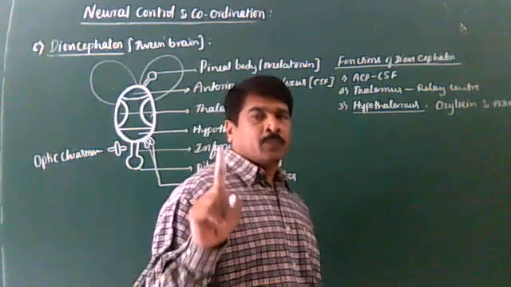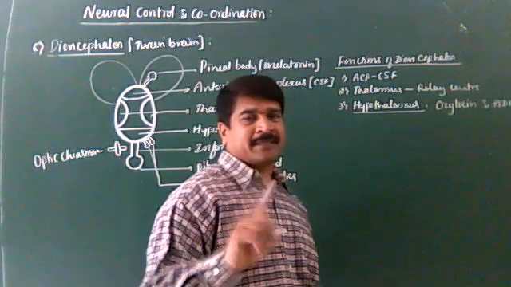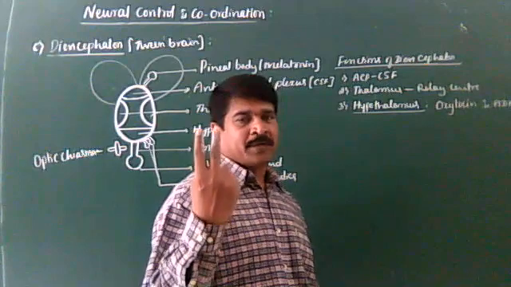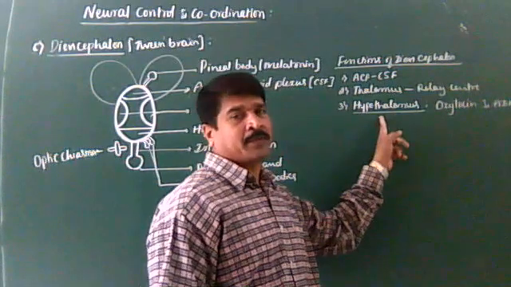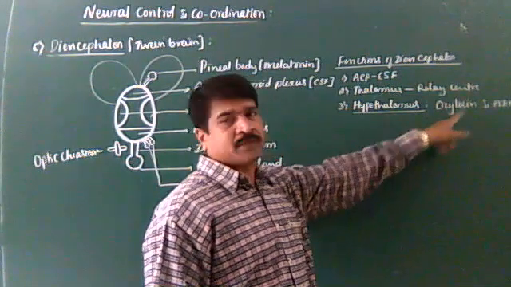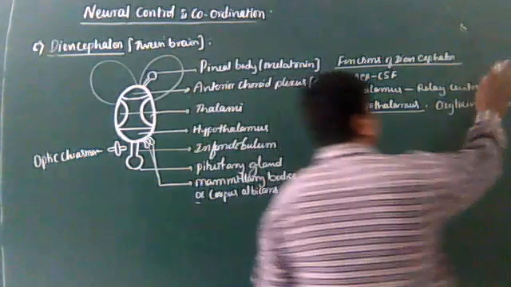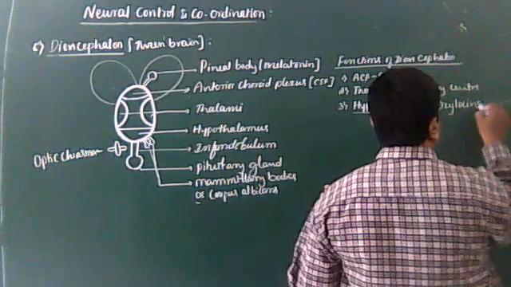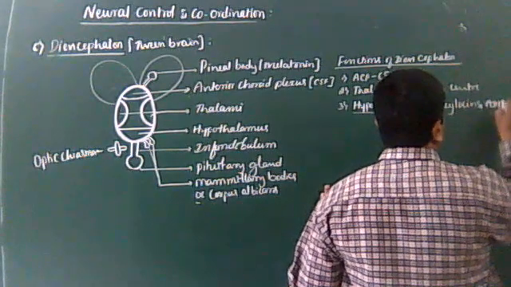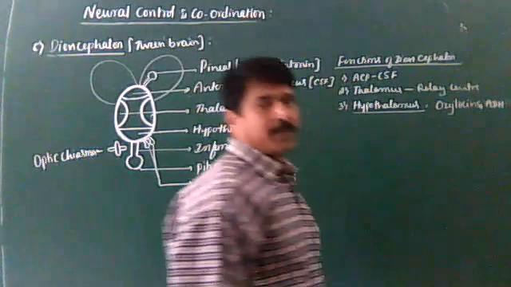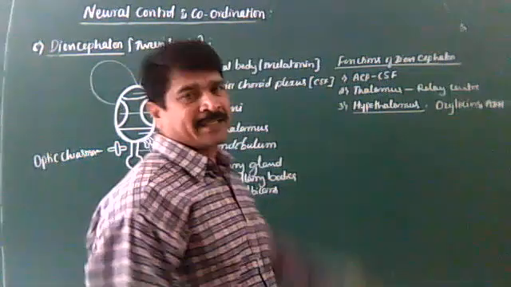You know that the posterior lobe of the pituitary gland doesn't secrete any hormone, but it stores two hormones secreted by the hypothalamus. They are oxytocin and antidiuretic hormone. That we should keep in our mind. So these are the functions of the diencephalon.